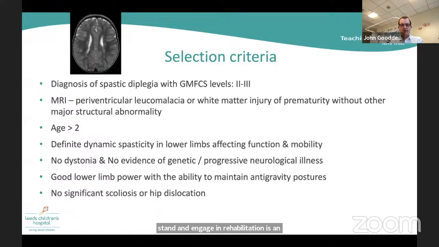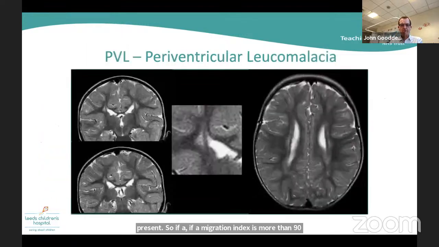Scoliosis makes life harder, but isn't a hard no to SDR. Hip dislocation needs treatment ahead of SDR if it's present. So if a migration index is more than 50%, then that needs to be treated before they have SDR surgery.